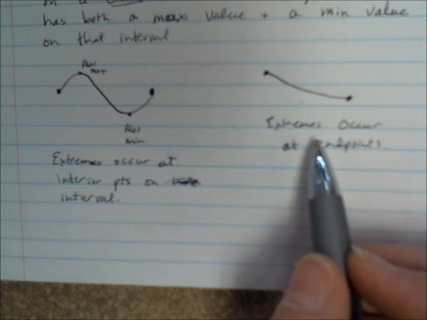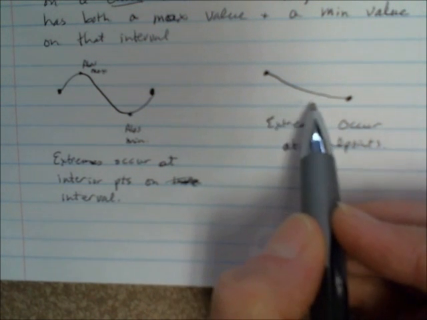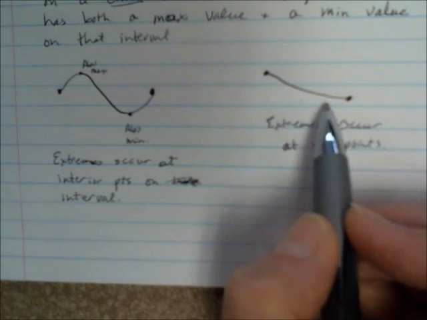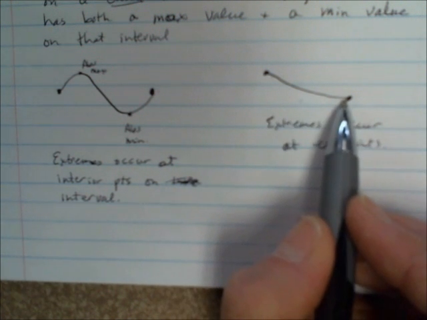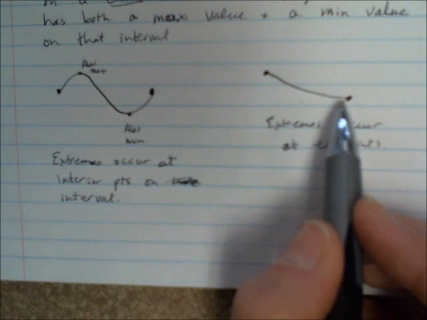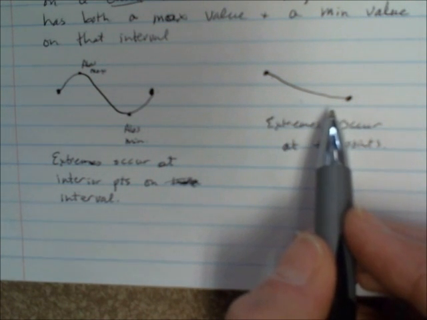So these absolute maxes and mins occur at critical values. These absolute maxes and mins, you can see that the derivative will never be equal to 0 or undefined on this particular function. So in this case, the derivative will never be equal to 0, but we still have an absolute max and absolute min at the endpoint.